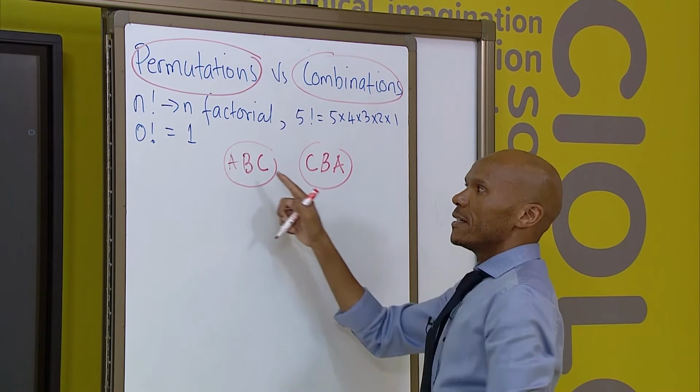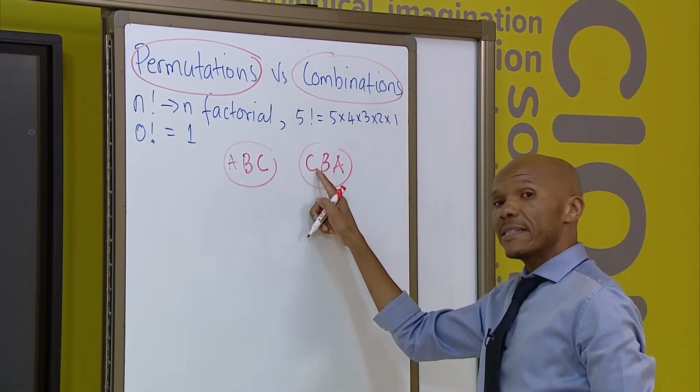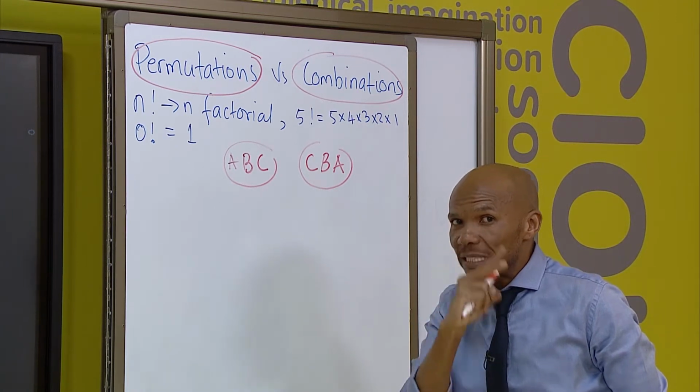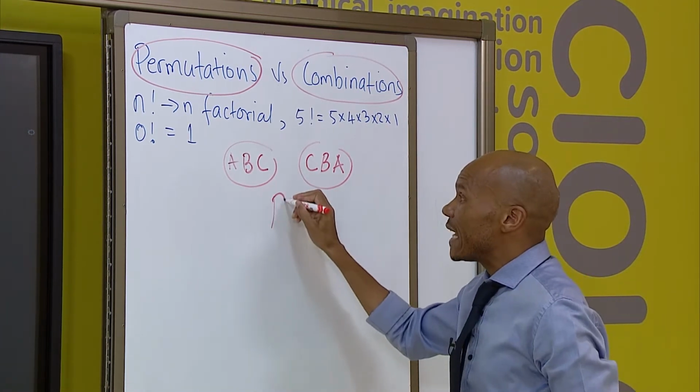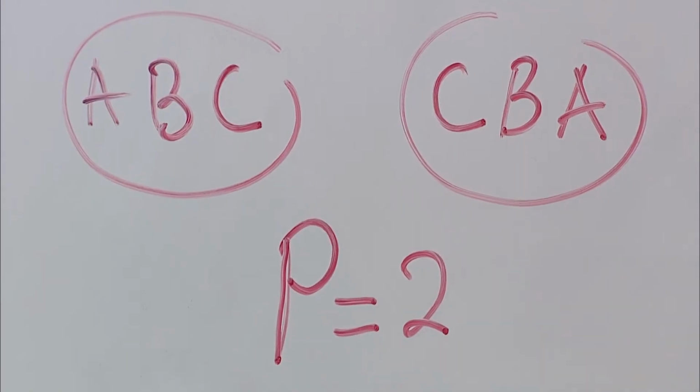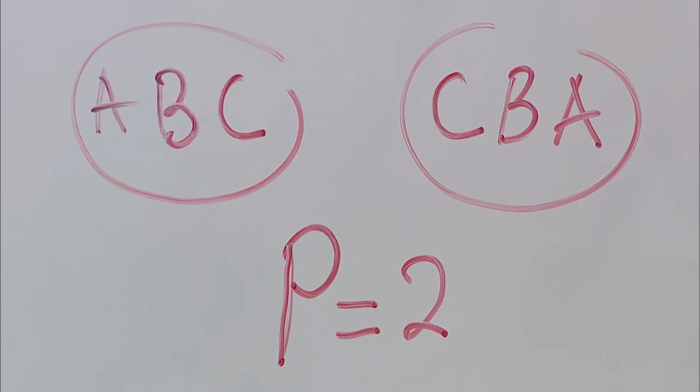Here it's A, B, C. Here it's C, B, A. So there are two different arrangements. So we are going to say, therefore, the permutation is what? It is 2. Why? Because the arrangement is different.